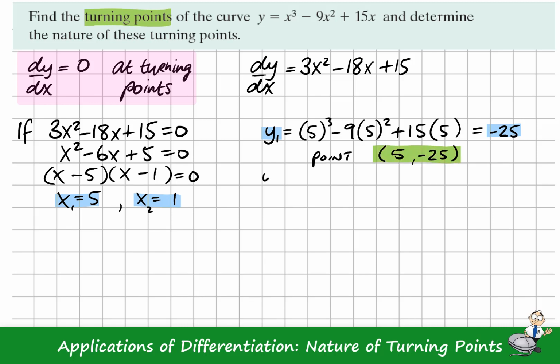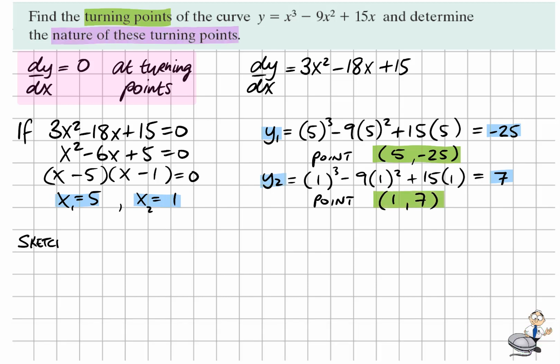And then we sub in x equals 1 into the curve. We see this evaluates to be 7. So the second point is 1, 7. So these are turning points. We've answered the first question, but then we're asked to find the nature of them. That means, are they maximum or minimum points?